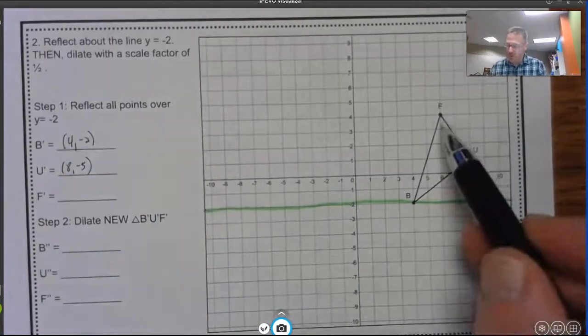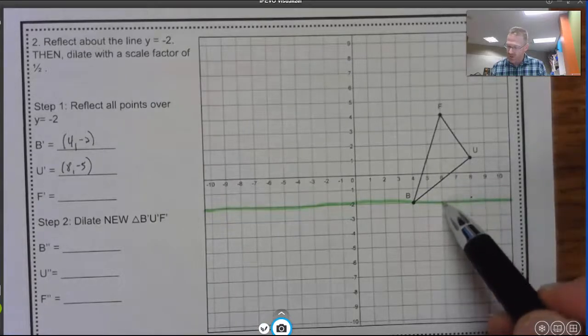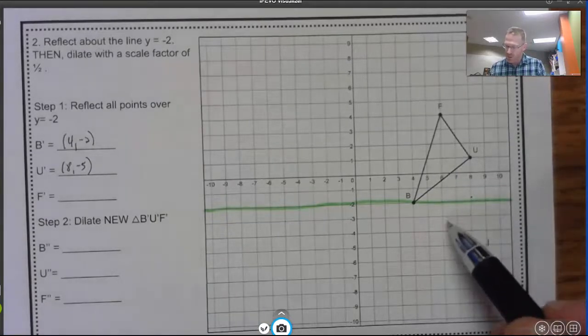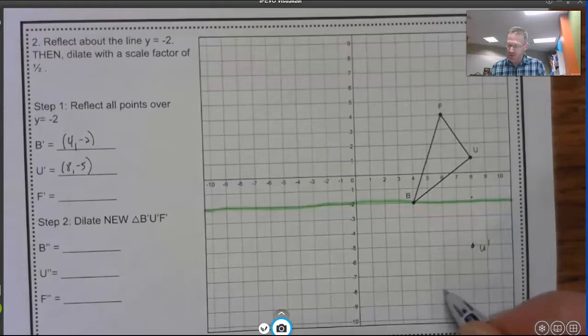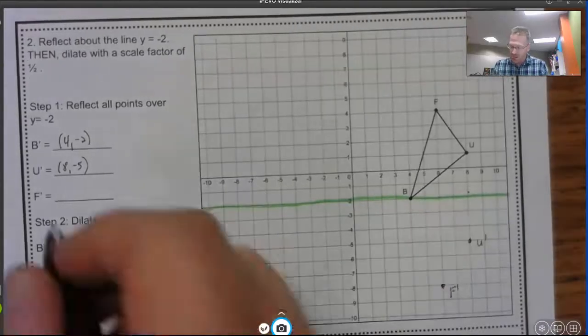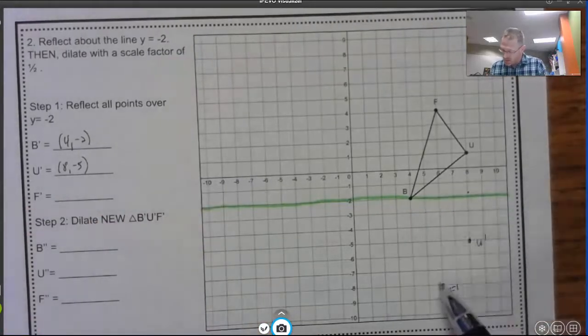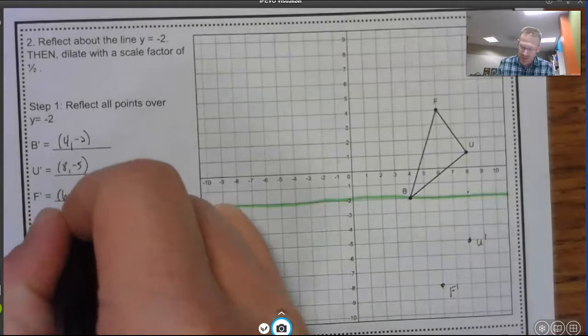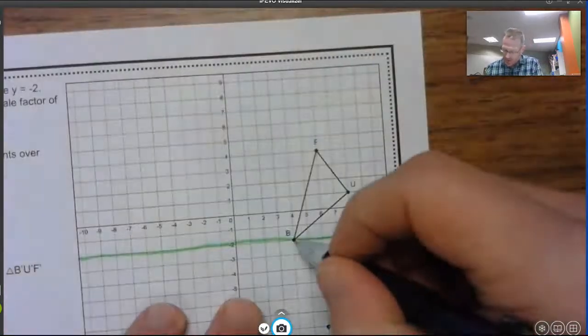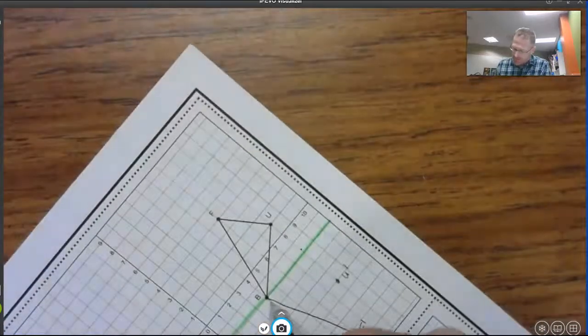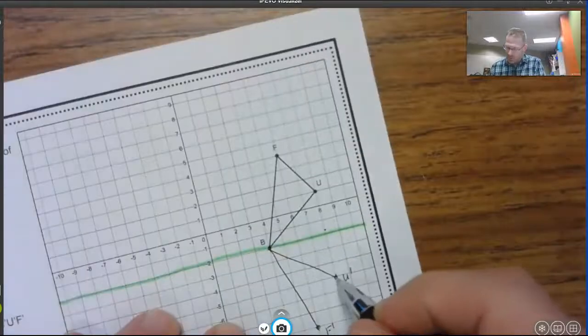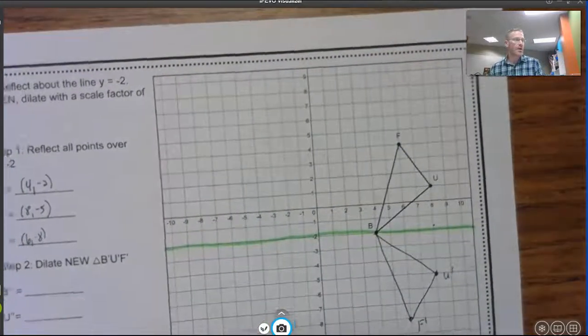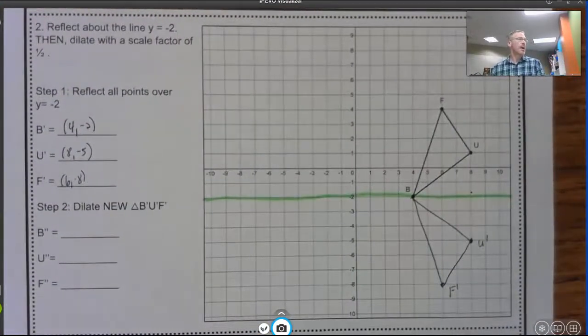And then F prime here is 1, 2, 3, 4, 5, 6 above. So it's now going to be 6 below. So 1, 2, 3, 4, 5, 6 right here. So there's F prime, and that is (6, -8). All right, and if I draw my triangle in right here, there we go. So we can see that we have reflected about the line y = -2.